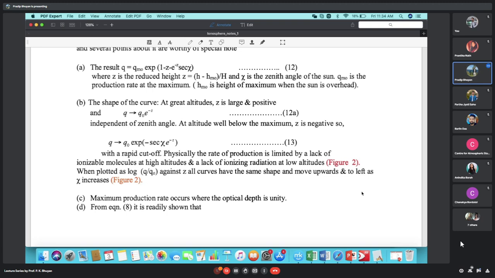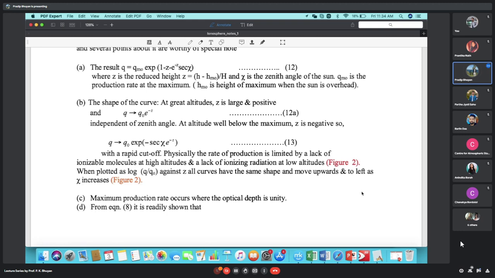Because of this: maximum ionization will take place only at the zenith. So during the peak daytime, that means noontime, your ionization should be maximum. When chi, the zenith angle, increases in both directions, positive and negative, towards north or south, or east or west for the sun, your value of Q by Q_m0 will reduce continuously. As a result, you get a kind of cosine curve, because this is cos of chi.